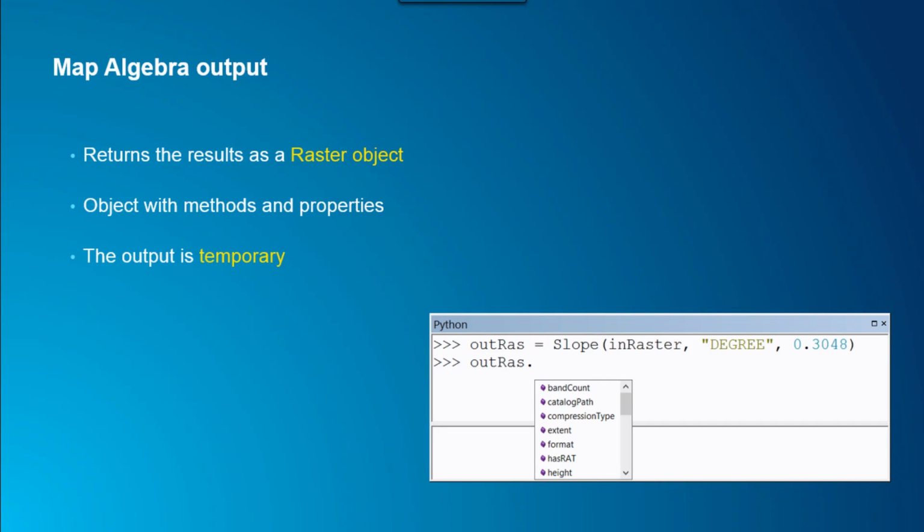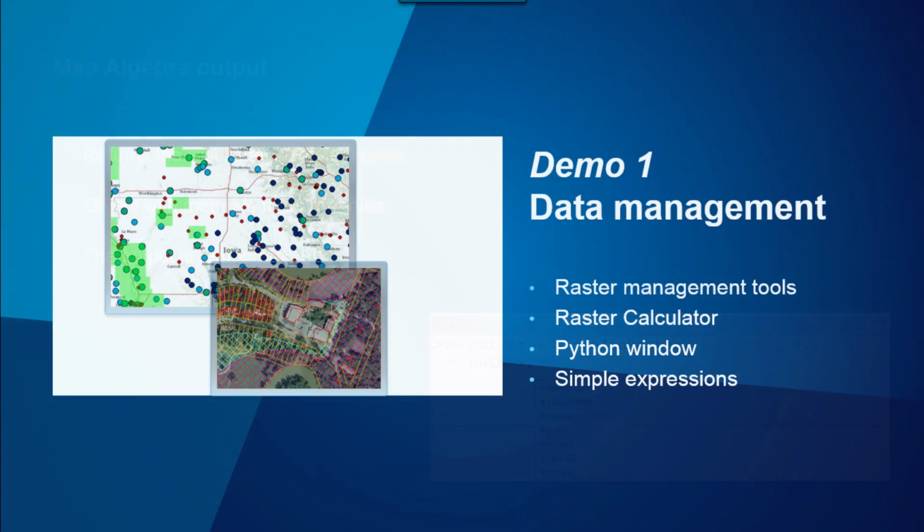What is the output? The output is a raster object which has methods and properties, and the most important thing is that the output is temporary in nature, okay? It's temporary in nature. If you don't save it, it will go away, right?